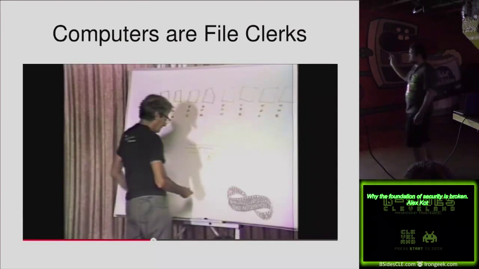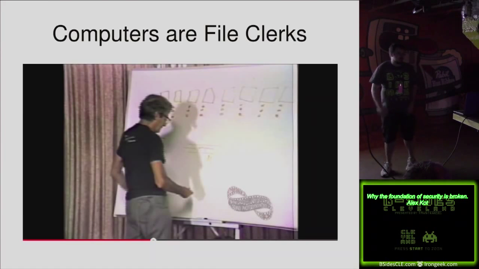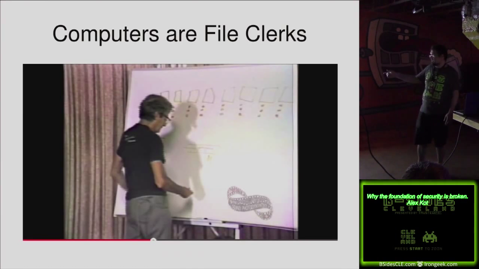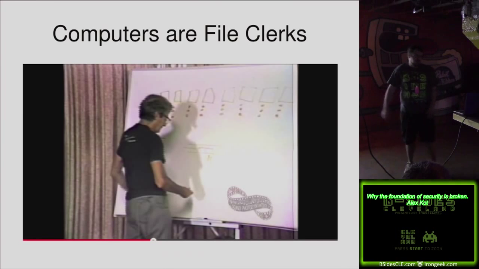So to start off, does anyone know who this guy is? Anybody can take a guess? He's a theoretical physicist. He's also a professor. His name's Richard Feynman. He's discovered a lot of cool physics stuff, but he also did a talk in 1985 called Richard Feynman Computer Heuristics Lecture. It's on YouTube. It's like an hour long.